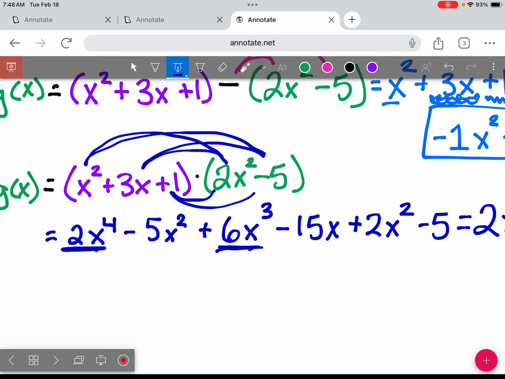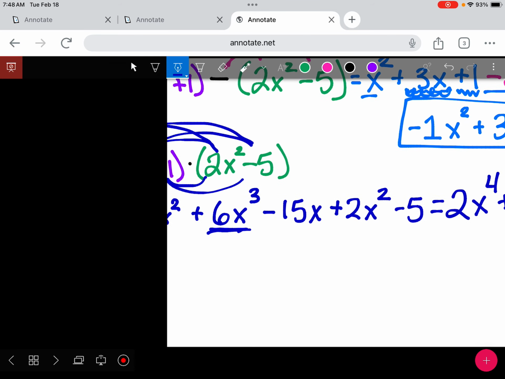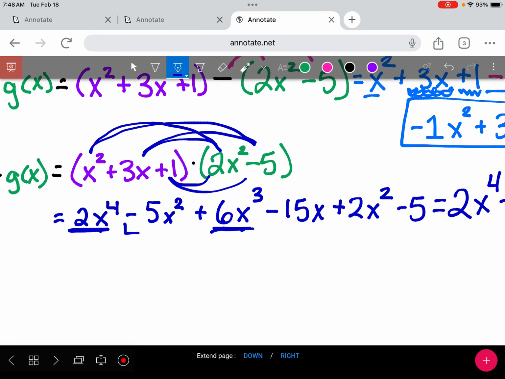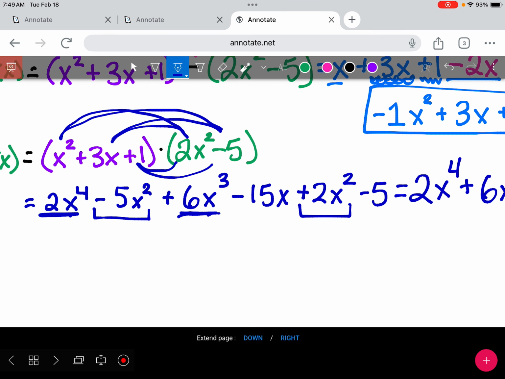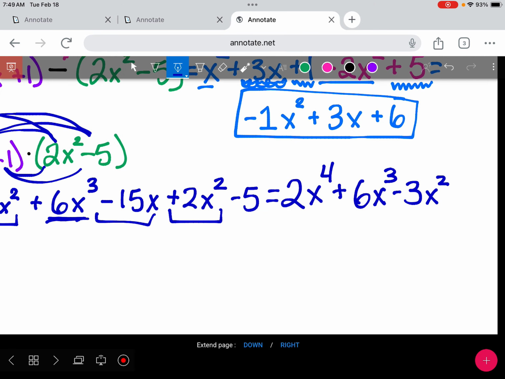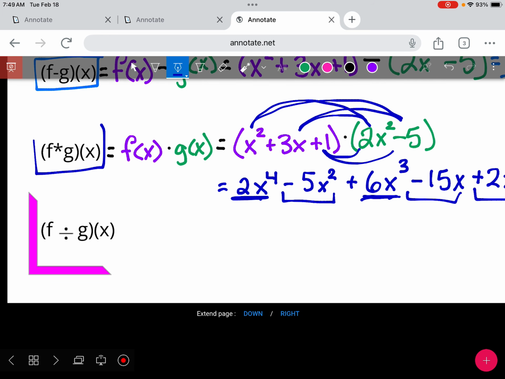The only cube I have is this guy here, so my 6x cubed comes next. I have two sets of x squared. They've got a minus 5x squared and a plus 2x squared, so it's going to leave us with a minus 3x squared. I've got a minus 15x and a minus 5. And I'm right on the edge. There we go, but we got it. There's nothing else we can combine together. There's no more simplifying we can do. So my f times g of x is going to look just like this.